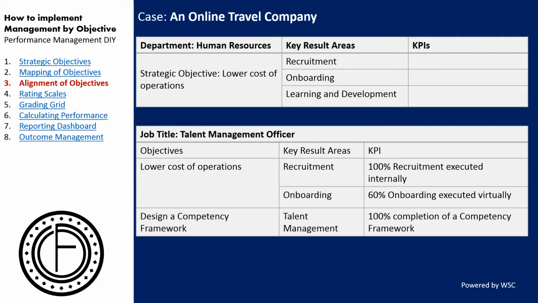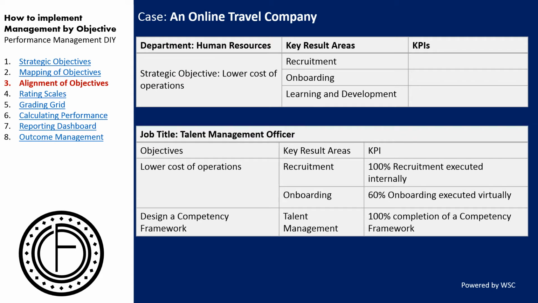Also, the key result area here is onboarding. And what we have as a KPI is 60% of onboarding executed virtually. So probably what has been happening before now is onboarding happens at a central location. So the company spends a lot to move new hires from different parts of the country to a particular location and have them trained in class and all of those things.